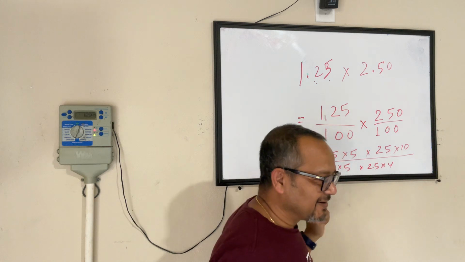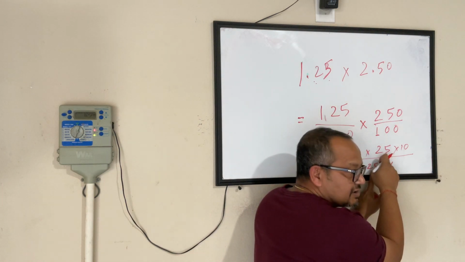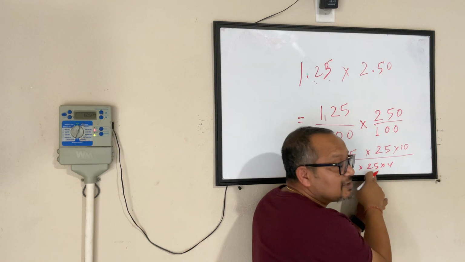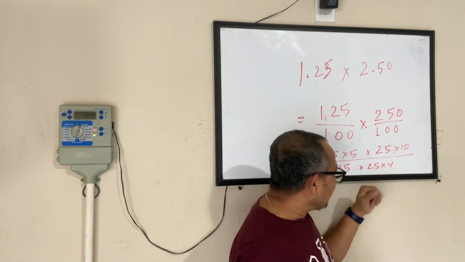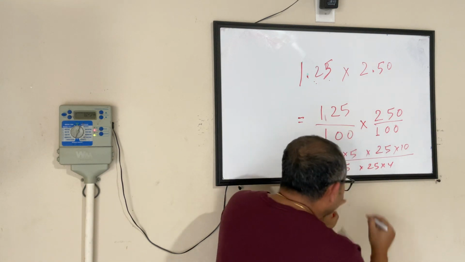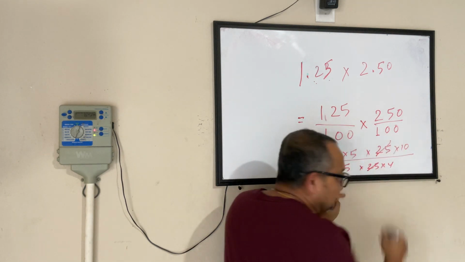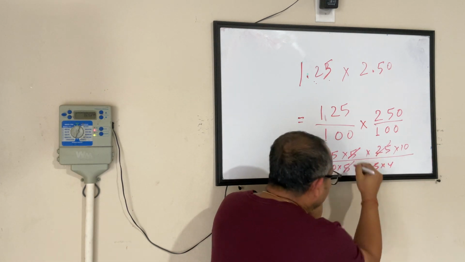Okay? So look at this. I have 25 here in the numerator. I'm trying to find something similar to that so that I can play with them, knock them off. Now look at this. I'm not doing any big calculation. This 25 and this 25, tic-tac-toe, gone. This 5 and this 5, tic-tac-toe, gone.